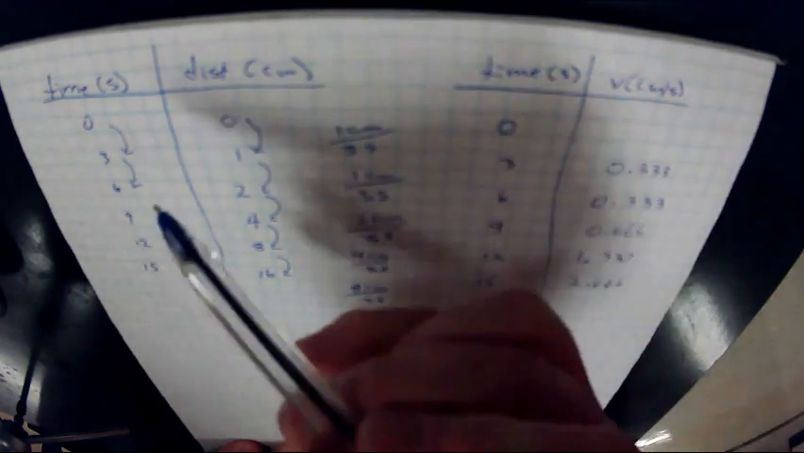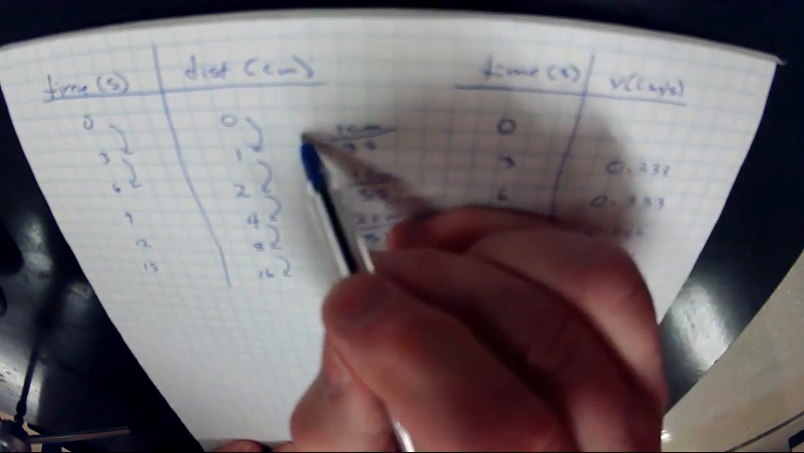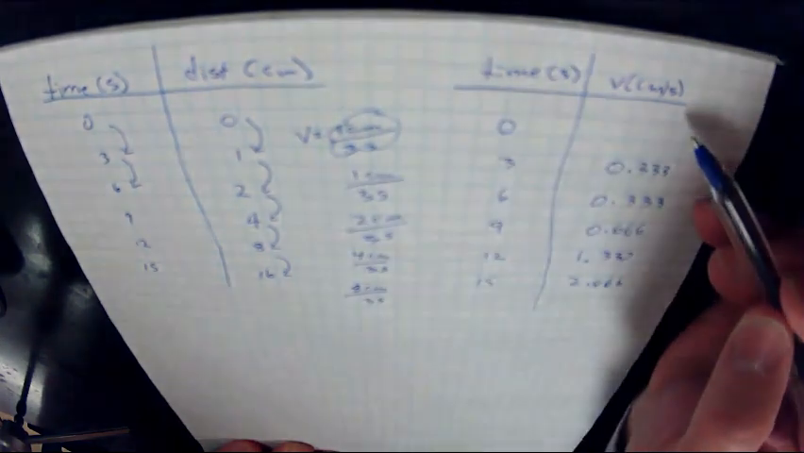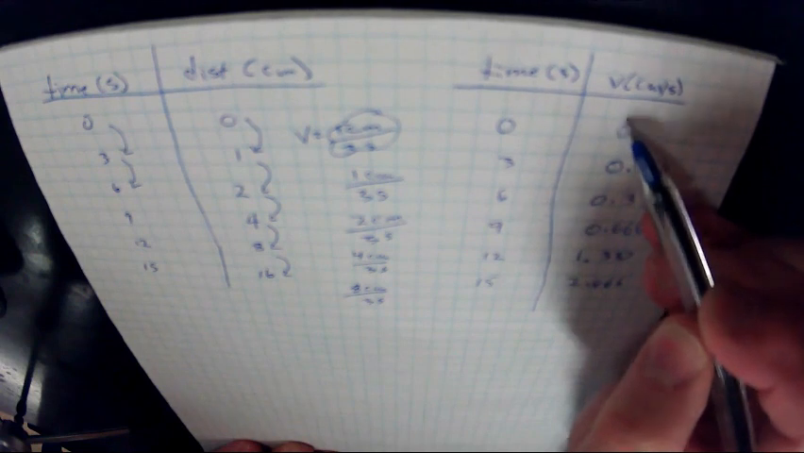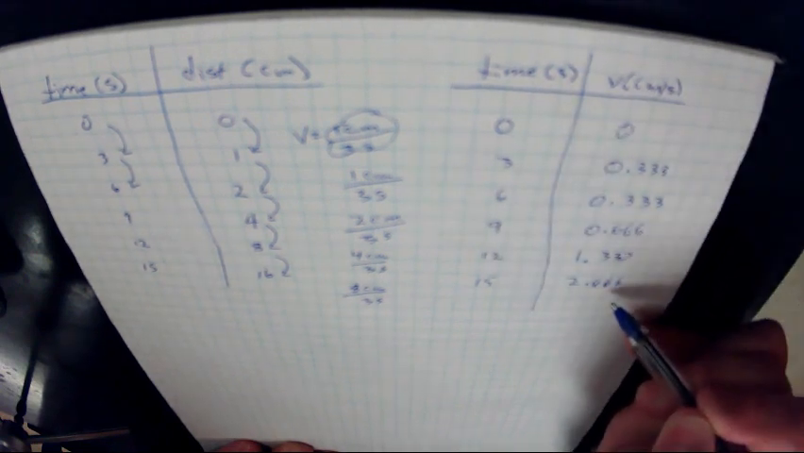Okay, so we're using the time and the distance to calculate an average velocity of how much it changed, and we're going to record it over here. There was no change at the start because it hadn't moved, but then we're going to record this.